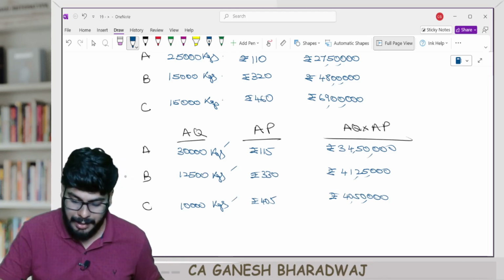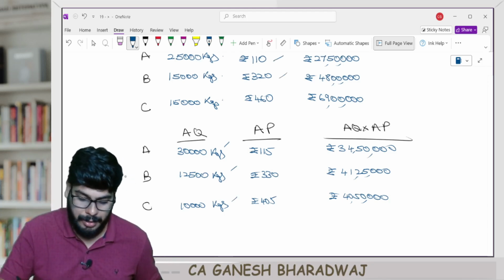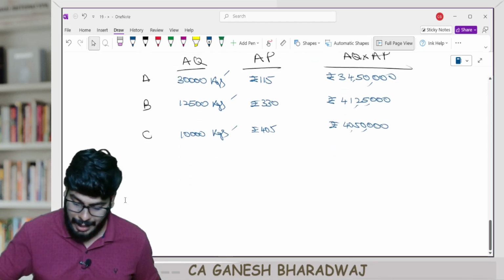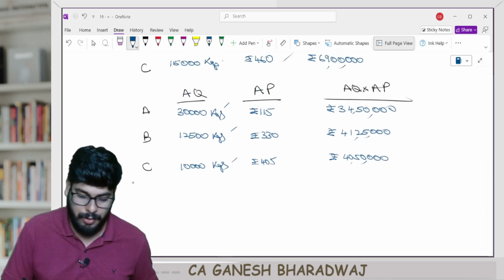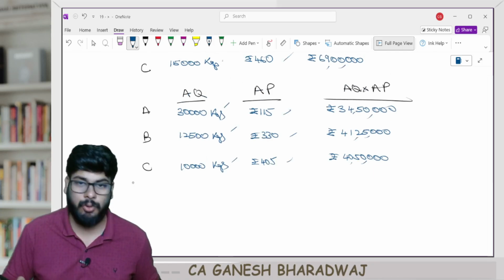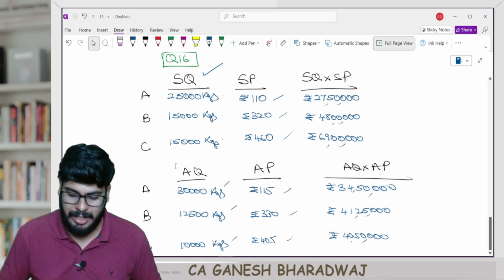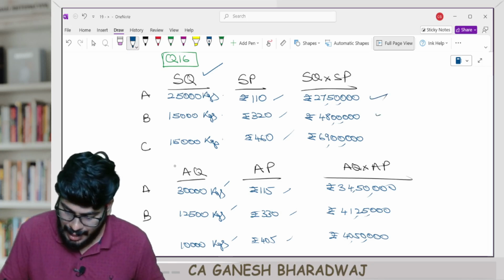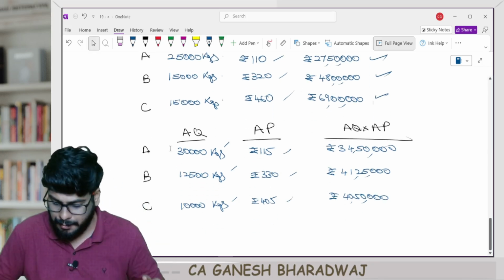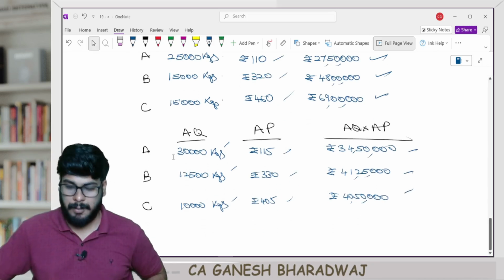And the standard price is going to be 110 rupees, 320 rupees and 460 rupees, and actual price for A, B and C respectively is going to be 115, 330 and 405. These are all given in the question. Are you clear with this? So I have just multiplied these two figures and arrived at standard quantity into standard price, and actual quantity into actual price.